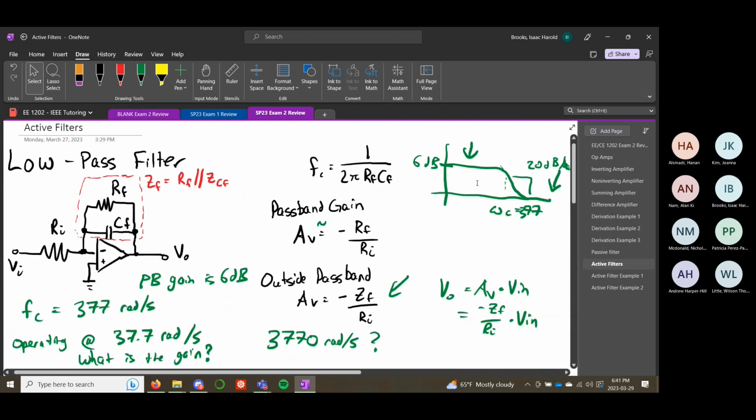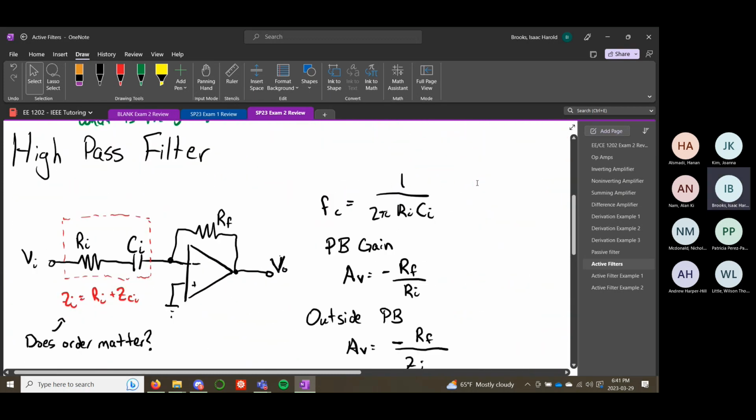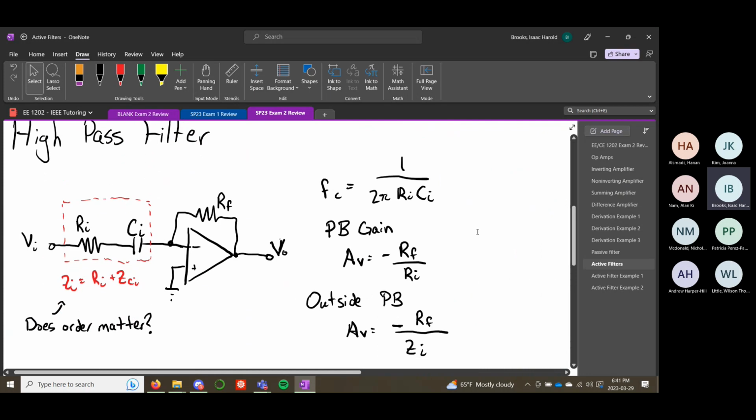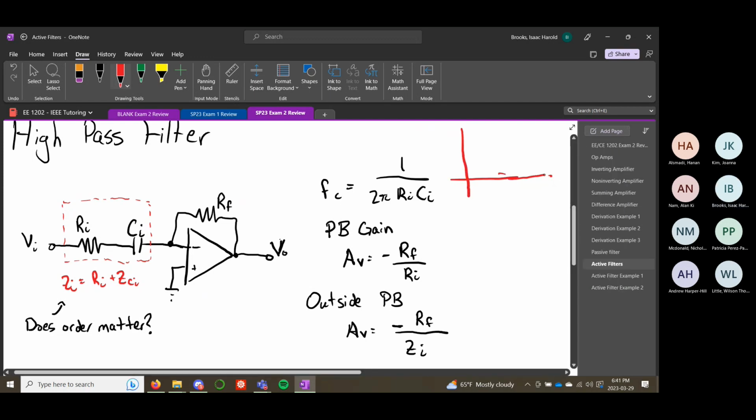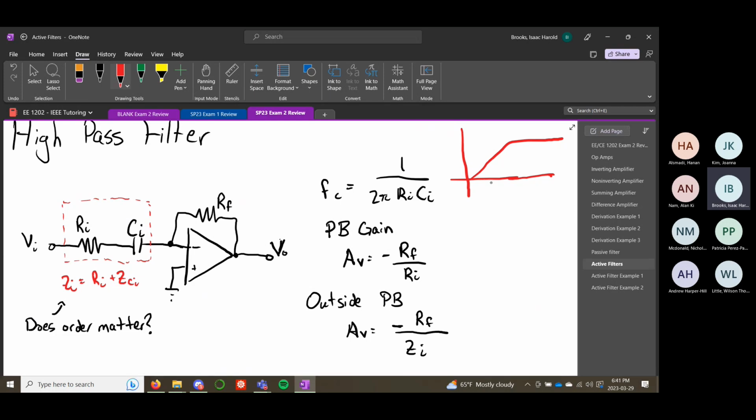So that's the low pass filter. A lot of this is going to be the same for the high pass filter. The high pass filter looks like this. Instead of having the capacitor in parallel up here, we have it at the input. So remember the high pass filter, the Bode plot looks like this. High frequency signals pass through and low frequency signals are attenuated.